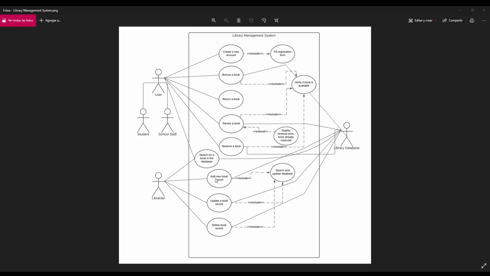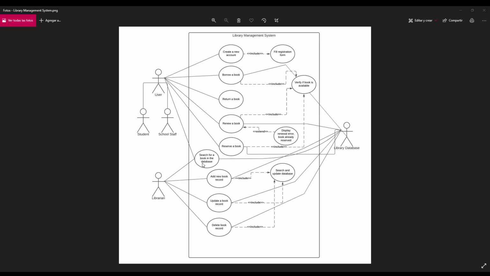So the management system can keep growing in case we have more actors and more use cases that we want to add to the system. And they all share the same include relationship of searching and updating the database, and everyone is connected to the library database because that will be the main secondary actor. We can also share some use cases between these actors. In this case, searching for a book in the database is an action that both the user and the librarian can do in the system.